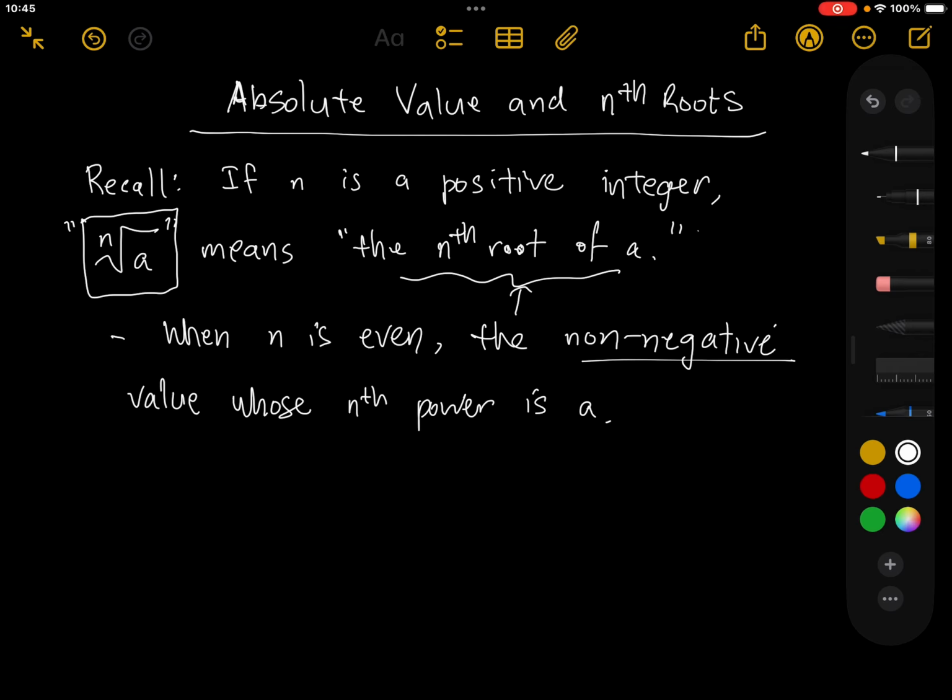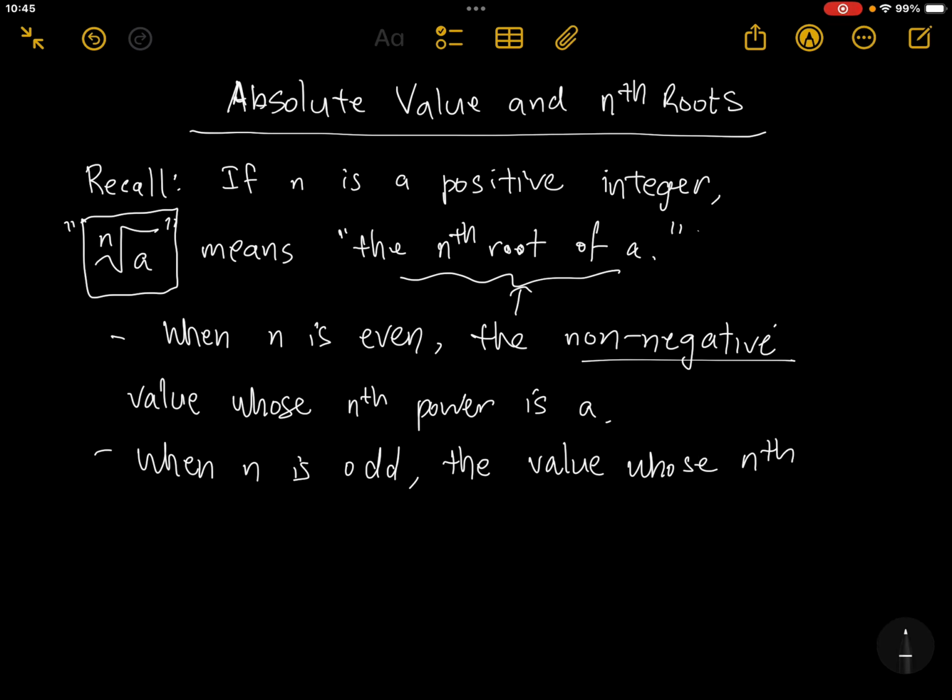When n is odd, then there's only one value whose nth power is a. There's only one real number that has that property. So it's the value whose nth power is a. And throughout all of this, I'm only working with real numbers, not complex numbers.